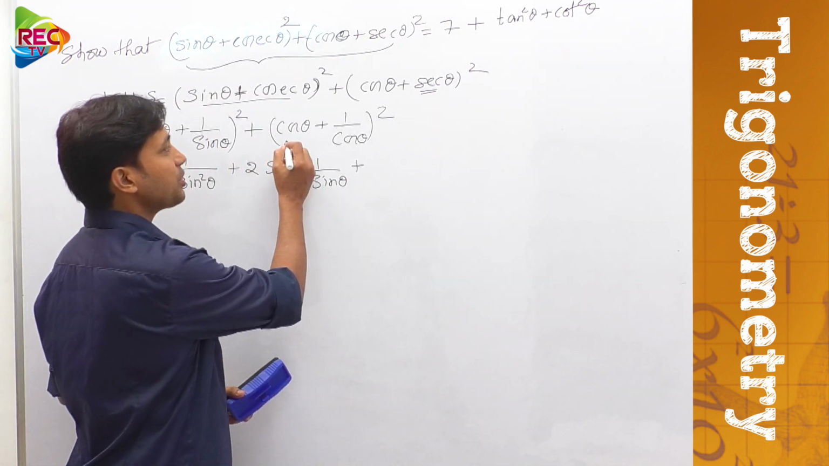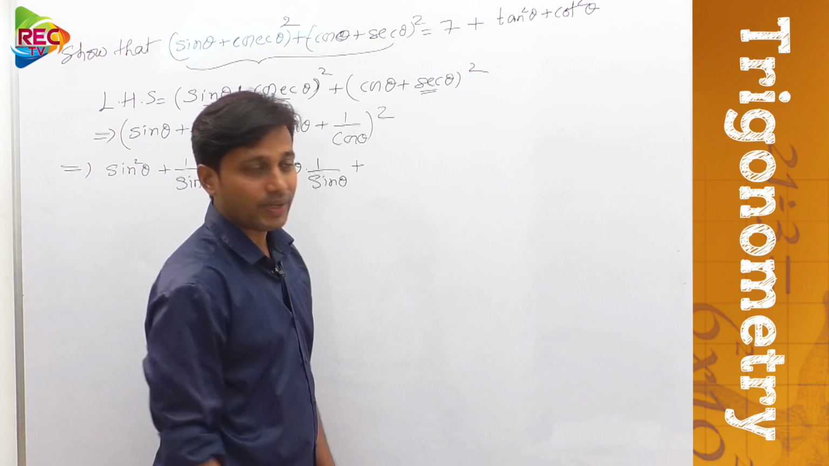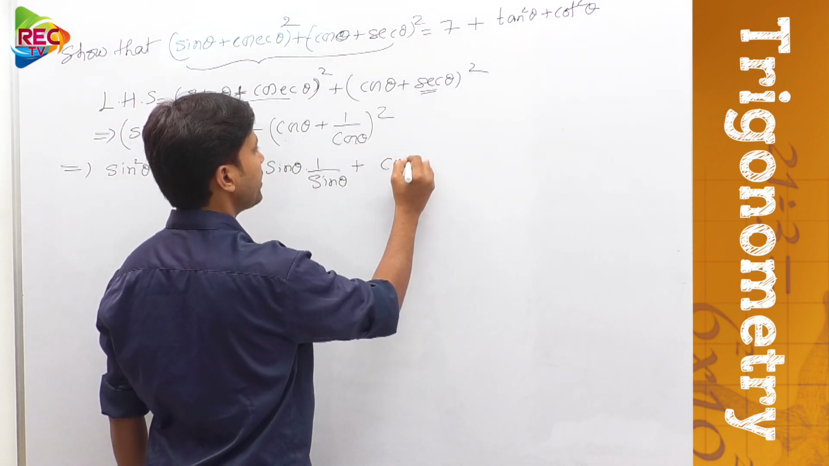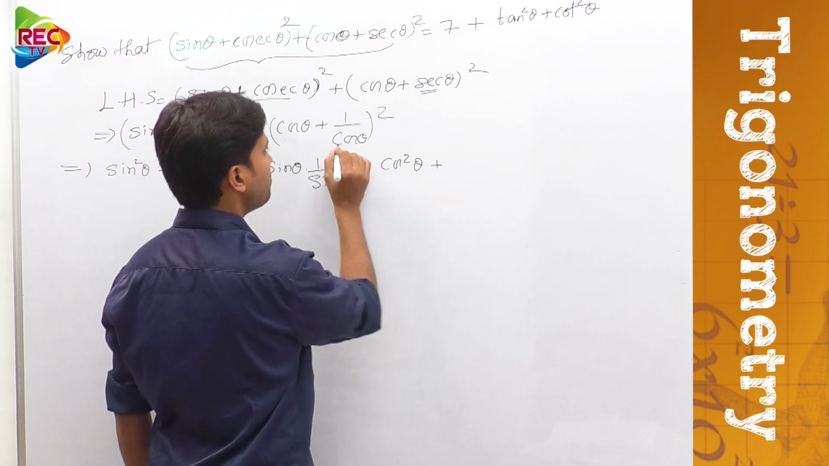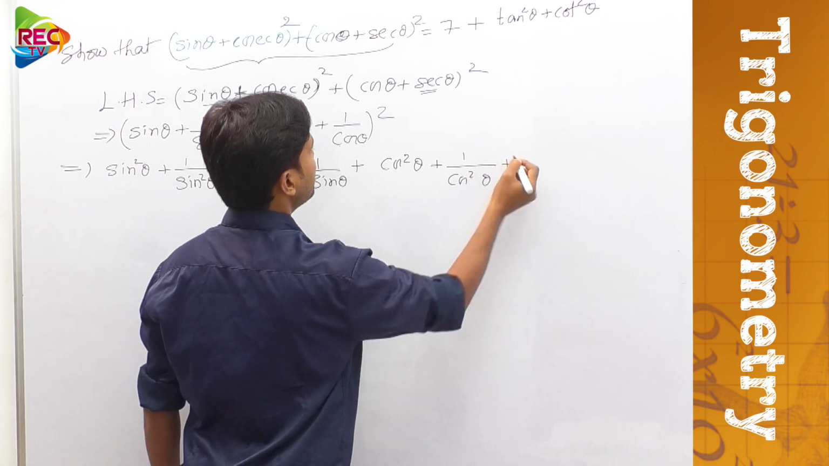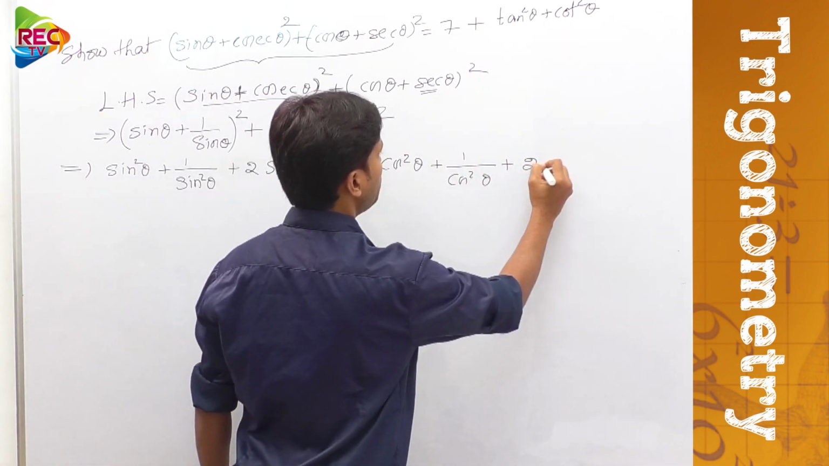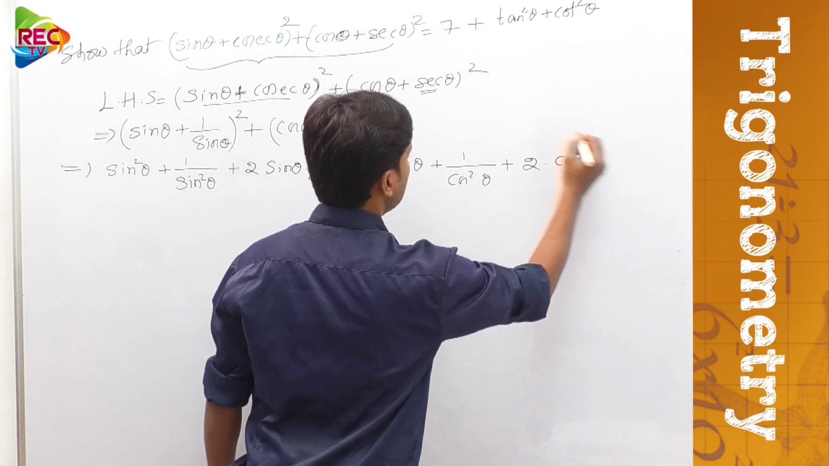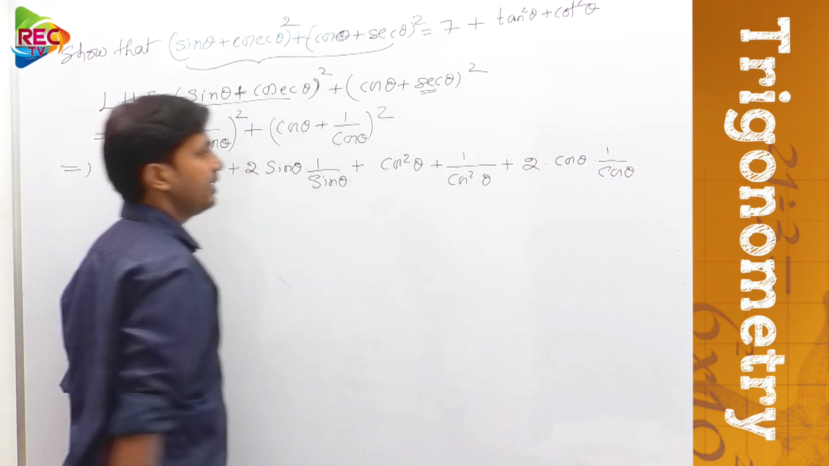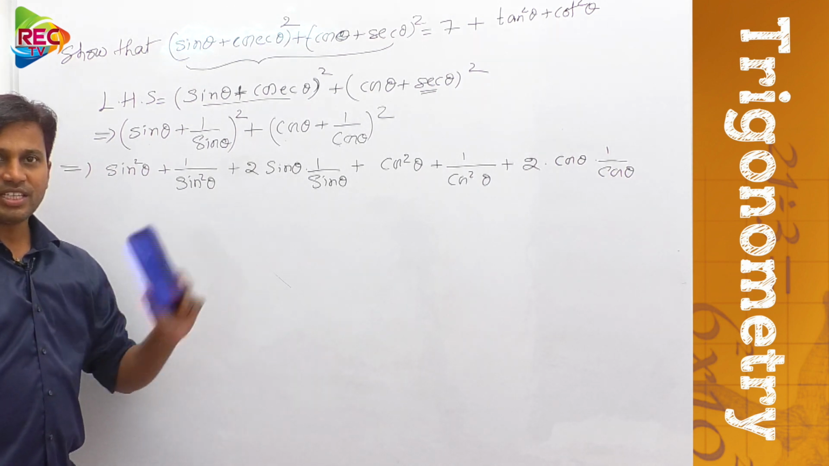So now further we can expand this (cos theta plus 1 by cos theta) whole square as what? A plus B whole square. This is cos theta whole square, that is cos square theta, plus B square, that is 1 by cos square theta, plus 2AB, that would be 2 into cos theta into B, which would be 1 by cos theta. I wrote 1 by cos theta like this, right? Is it clumsy? No.